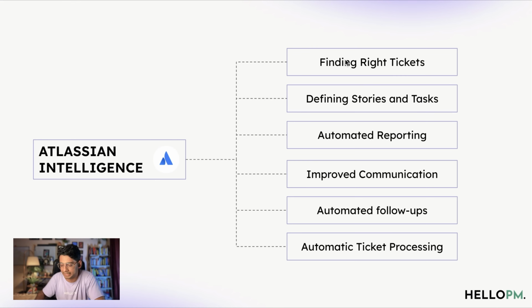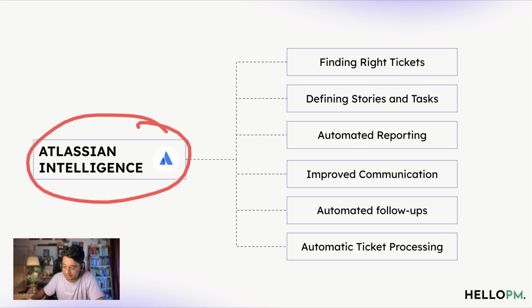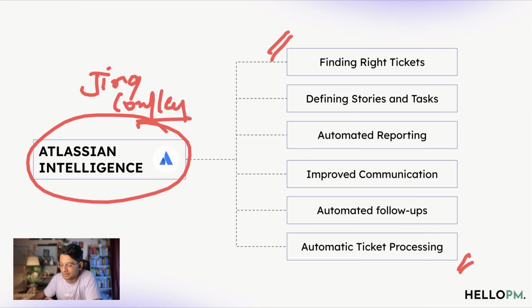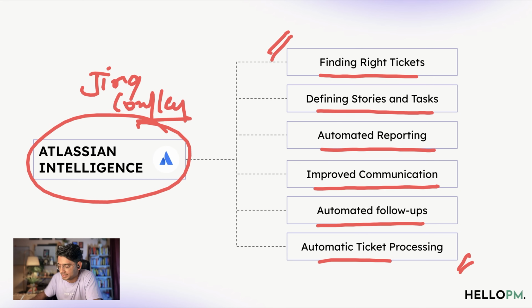Similarly, if you look at another product, which is Atlassian Intelligence, it is your most dreaded tool of Jira and Confluence, and they are giving you a prompt-based interface on top of the same. With Atlassian Intelligence, you can find the right tickets, define stories and tasks, automate reporting, improve communication of your developers and yourself, and do automated follow-ups and automated ticket processing just by writing a few prompts in English. You don't have to use the Jira query language or something else.